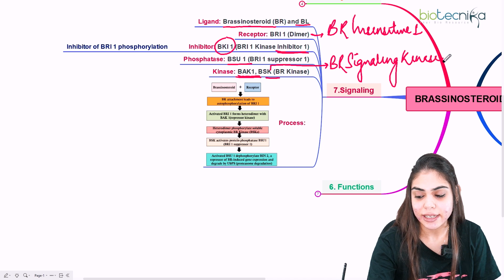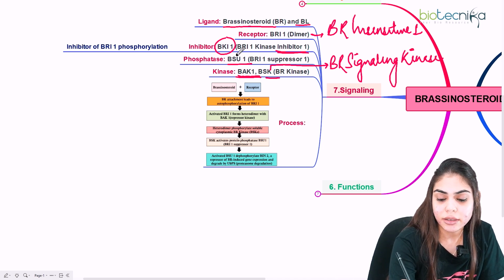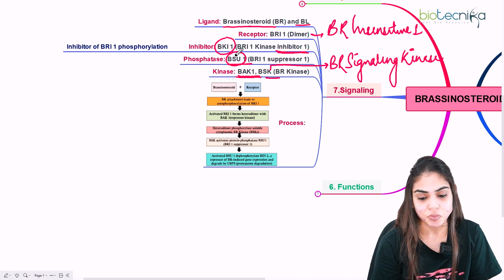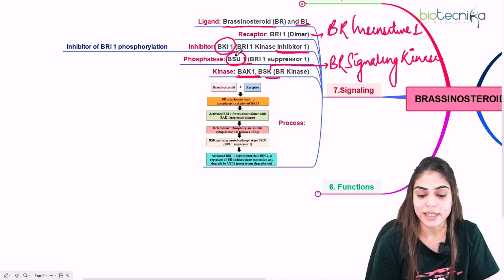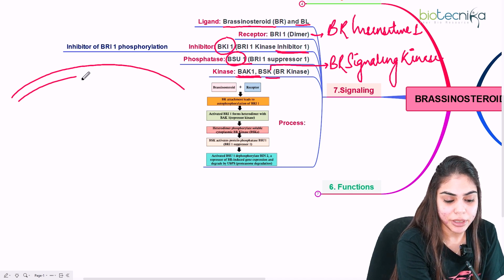Here you have to remember the short forms or the short names of all these: inhibitor, phosphatase, kinase, ligand as well as receptor. So now let's understand the signaling mechanism. So what happens? Suppose this is a plasma membrane.